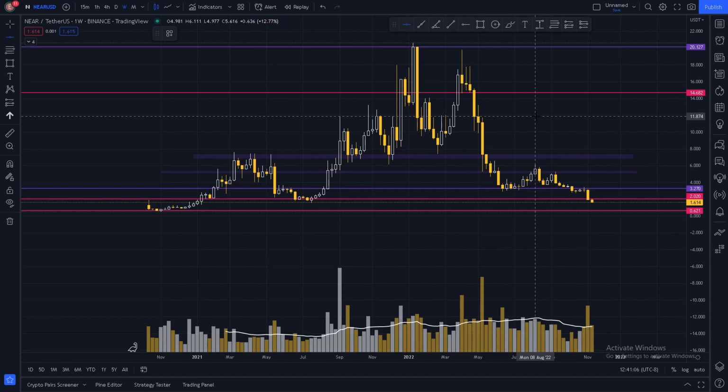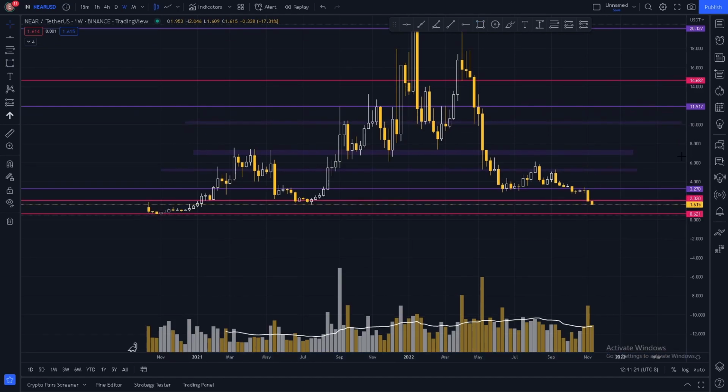We can plot in one more level right here. So we see reactions as resistance, and we see reactions around the level acting as support, which we can see more clearly at this key level right here. Reactions as resistance, resistance, and support.